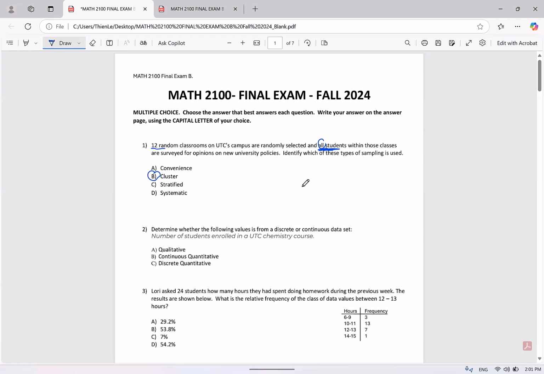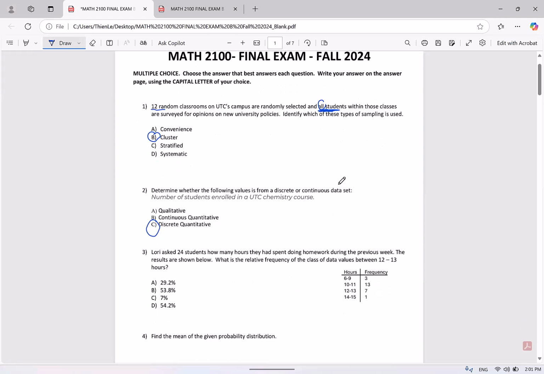For continuous versus discrete, again, you ask yourself a question: can you make it as small as you want? So say, can we get 7.1 or 7.2 students enrolled in the chemistry class? If the answer is no, then it is discrete. You cannot chop it to a level as fine as you want, because the number of students has to be an integer.